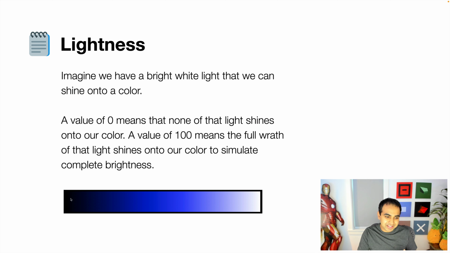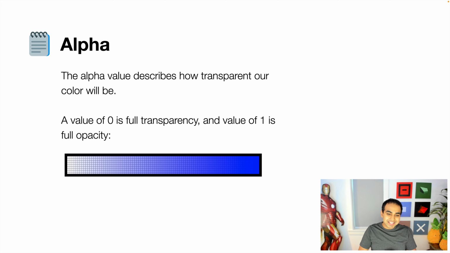And you can see in the little color bar here that black is on one end of the lightness value spectrum, and then white is on the other end. And the color we care about is somewhere closer to the middle. So that's lightness for you. The last one is alpha, and it describes how transparent our color will be. A value of 0 is fully transparent, which means that whatever is behind us will just show fully through.